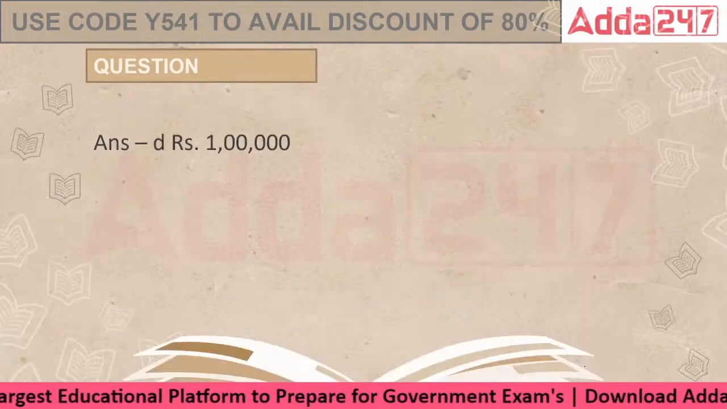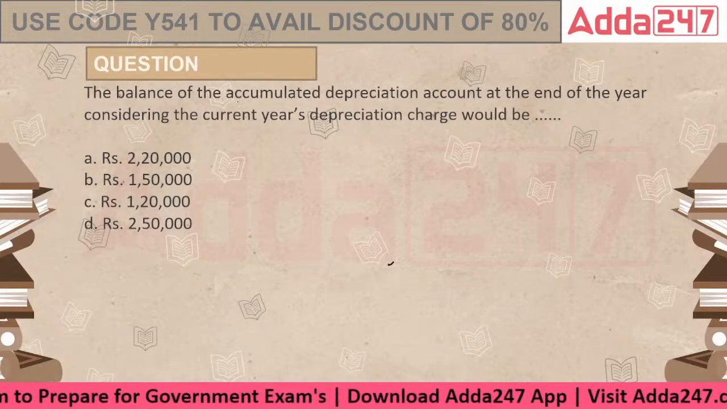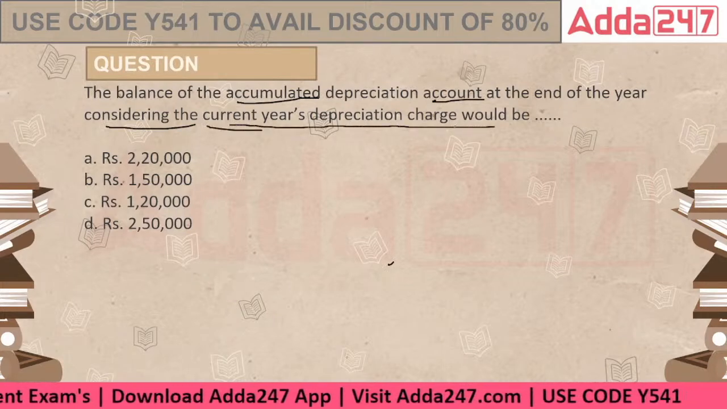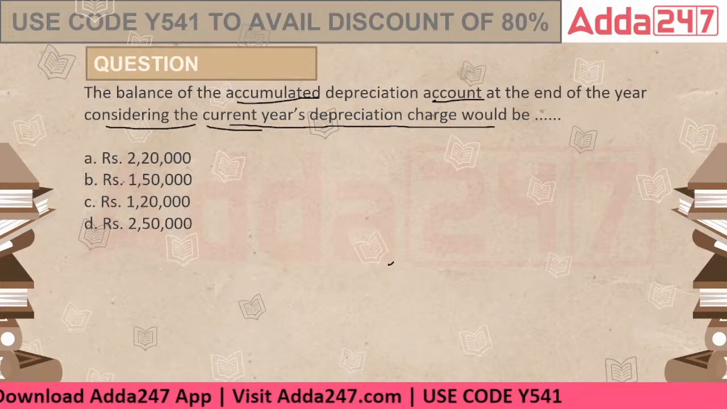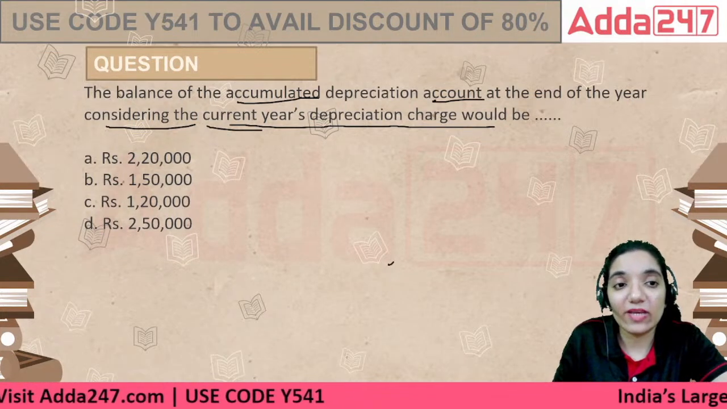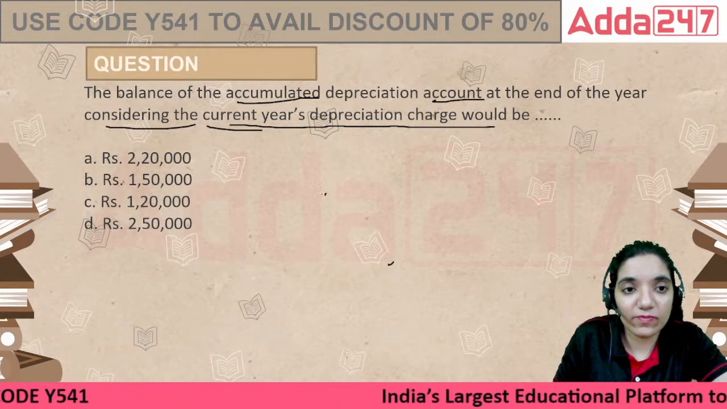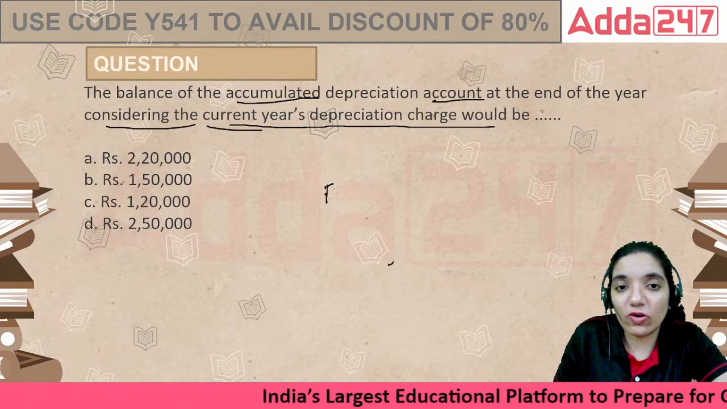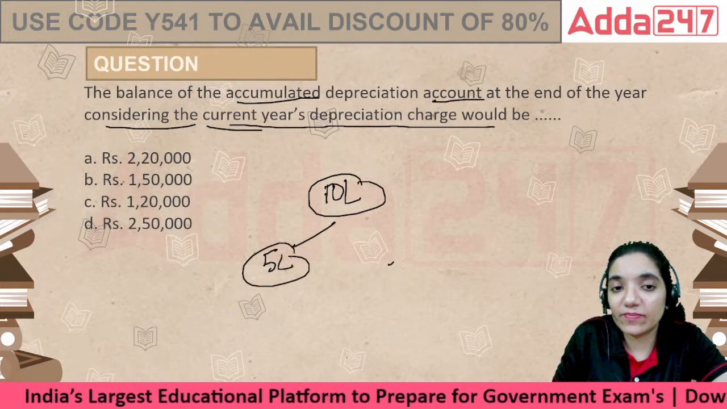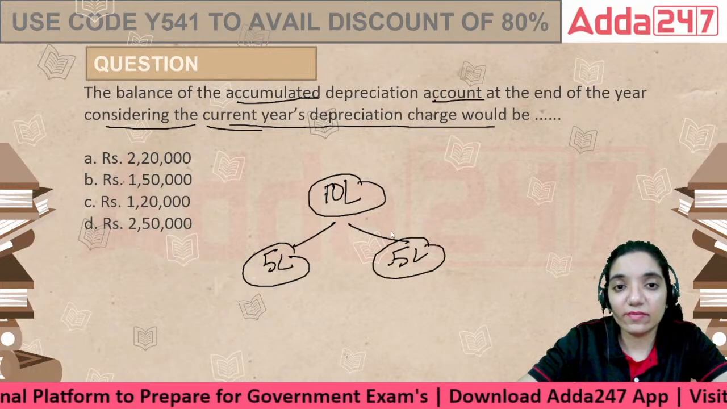Right? Okay. Now comes the next question. This was 1 lakh. The balance of the accumulated depreciation account at the end of the year, considering the current year depreciation charge, would be. Now the point is, the question is clearly saying that if we charge a depreciation of 1 lakh this year, then what is going to happen? See, the value of the asset was overall 10 lakhs, right? The asset which was sold was 5 lakhs, and the one which is continued in the business is again 5 lakh.